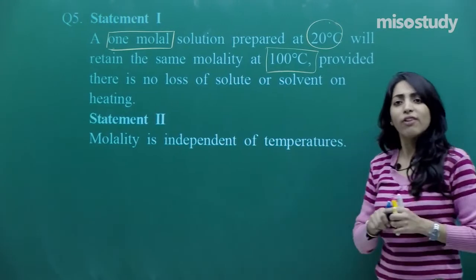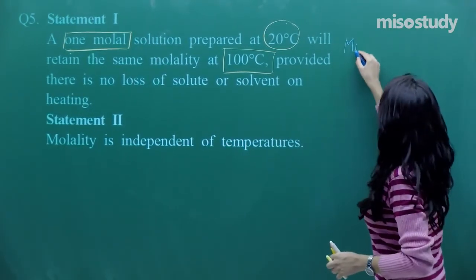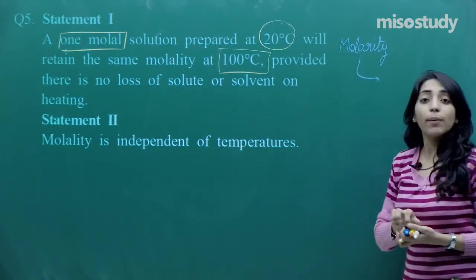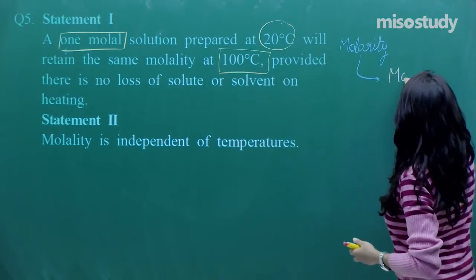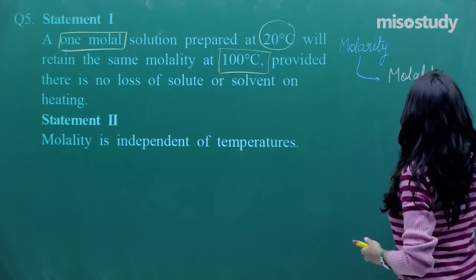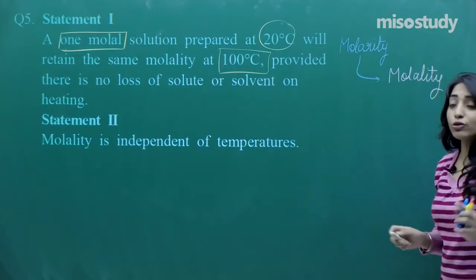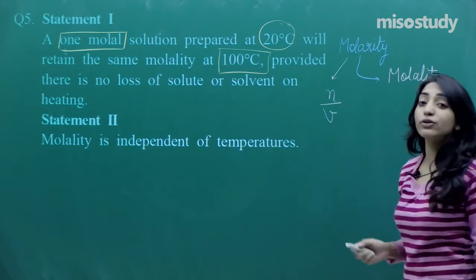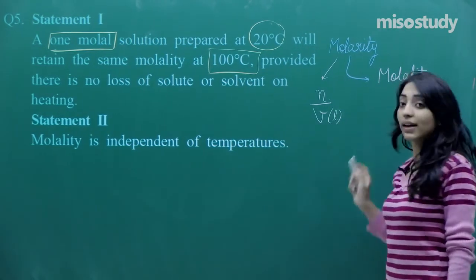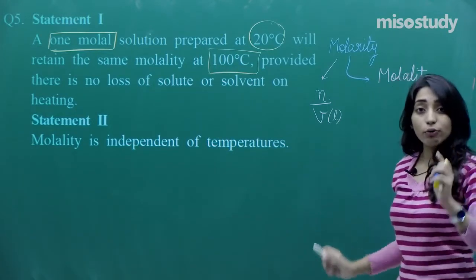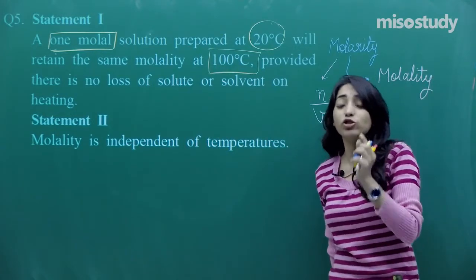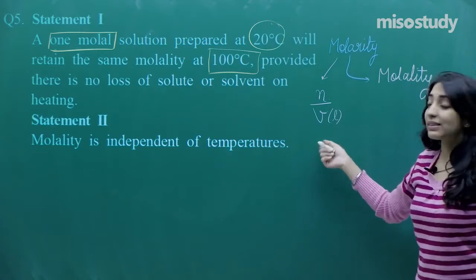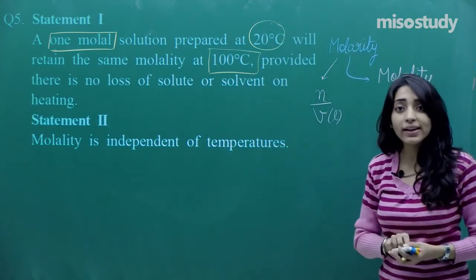Do you remember why we shifted our discussion from the topic molarity and ended up going to the topic molality? Because molarity is the number of moles of solute by volume of solution taken in liters. But the volume changes continuously with the change in temperature. You bring about a little change in temperature, the volume changes and hence the molarity changes.